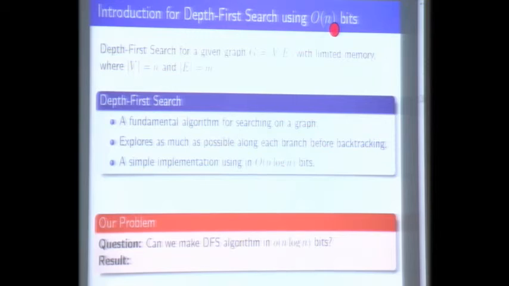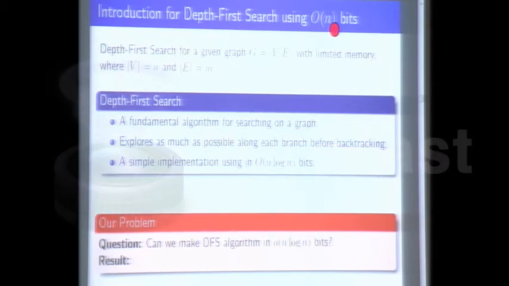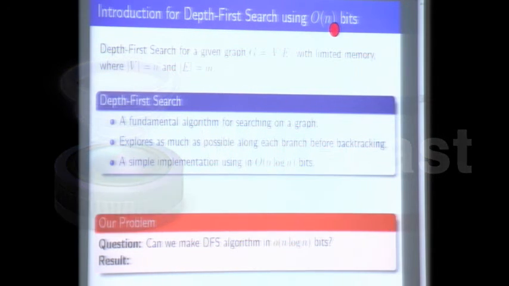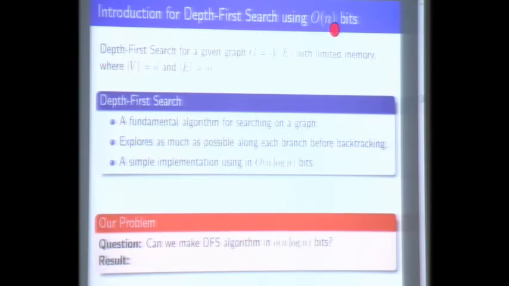So for example, using workspace, depth first search is for a given graph G, where the number of vertices is n and the number of edges is m. So depth first search is a fundamental algorithm for searching on a graph. It explores as far as possible along each branch before backtracking. You know a simple implementation uses order n bits.